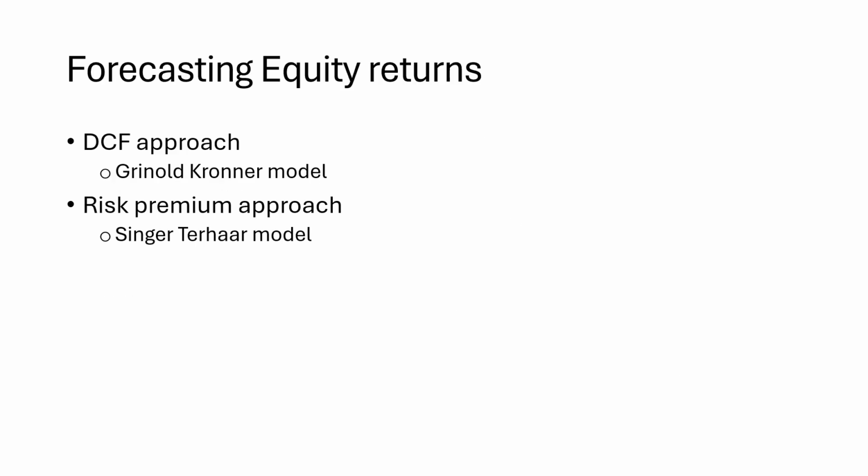So now we move towards forecasting equity returns. There are two approaches to this, and it's a calculation heavy segment. The first approach is the discounted cash flow approach, and we have the Grinold-Kroner model. And the second approach is the risk premium approach. Here we have the Singer-Terhaar model.